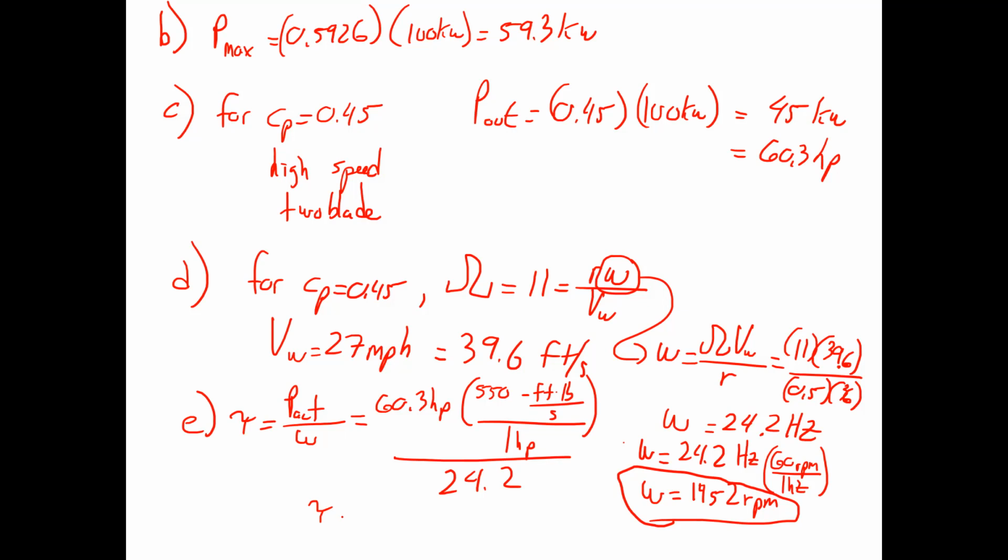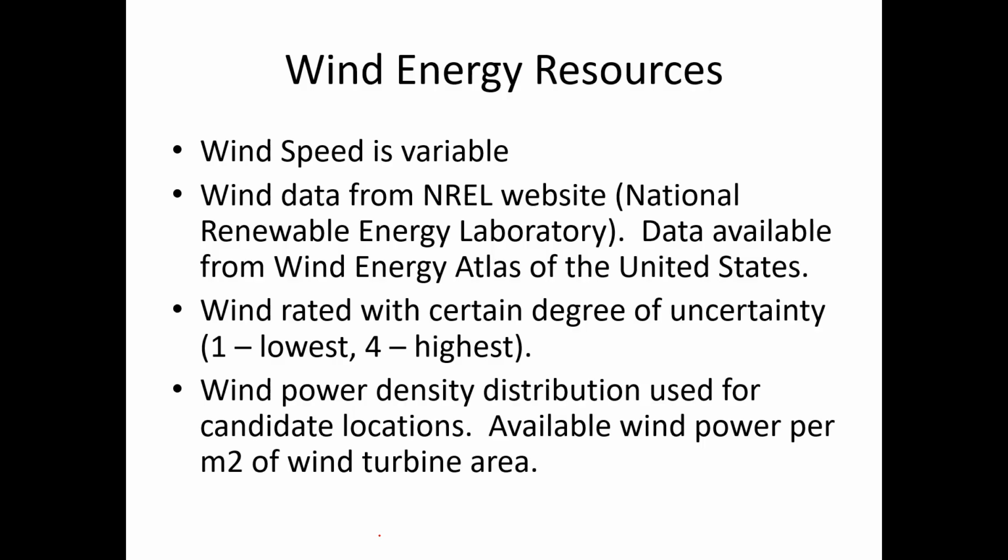You should get a torque of about 1370 foot-pounds. So those are just some performance criterion for this particular wind turbine. Now, we looked a little bit into wind turbines. I'm going to take some time at this point to talk a little bit about wind speed. So let's look at some wind energy resources.